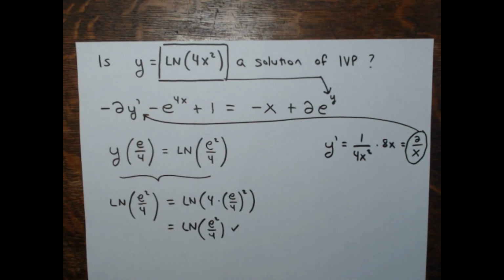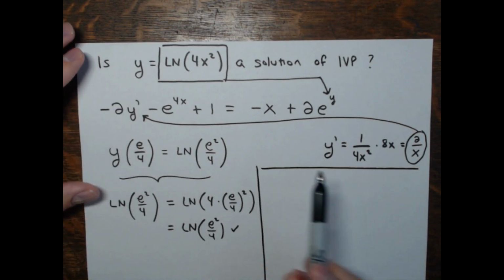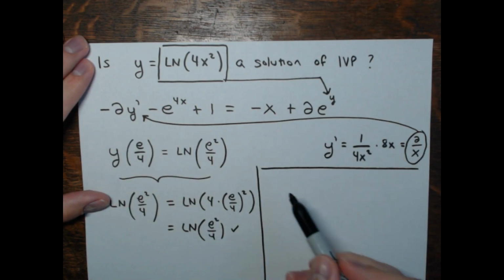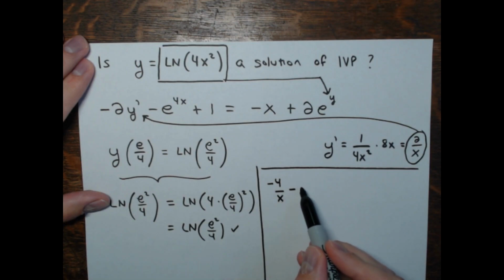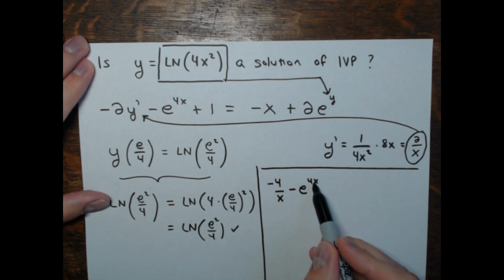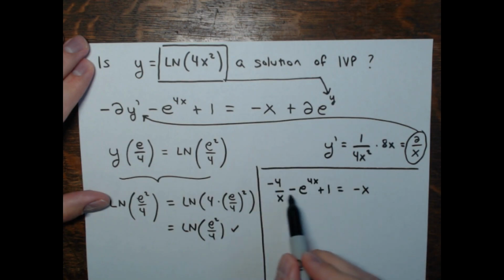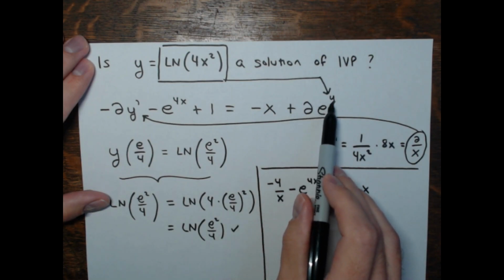All right, so let's substitute this stuff. Do it here. So on the left side, we have negative 2 times 2 over x. So that'd be negative 4 over x. Then minus, e to the 4x plus 1. There's the left side. And then the right side would be negative x. So I'm kind of seeing right now that they're not going to be the same. I don't see any negative x over here, but plus 2 times e to the y.